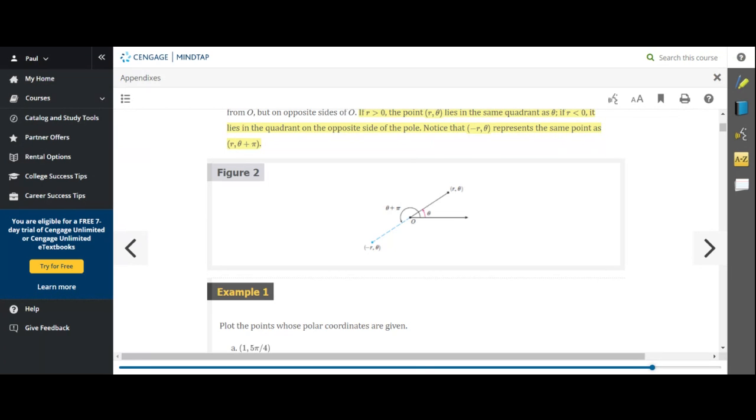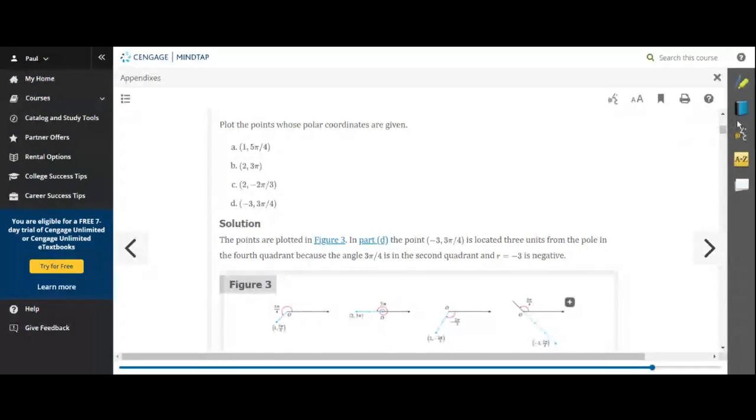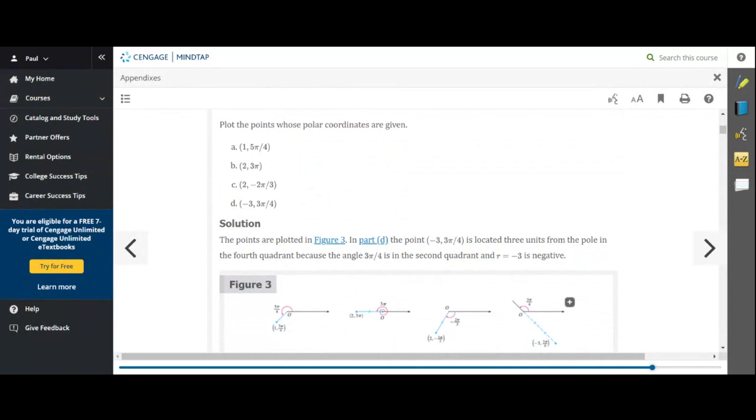And we're in Appendix H here, H.1. So what we're looking at today is plotting polar coordinates. And then, of course, we'll talk about curves in polar coordinates. But let's just take things one step at a time. So in the first example here, they want you to plot the polar coordinates that are given. So the first polar coordinate, in A in example 1, has radius 1 and angle 5 pi over 4.